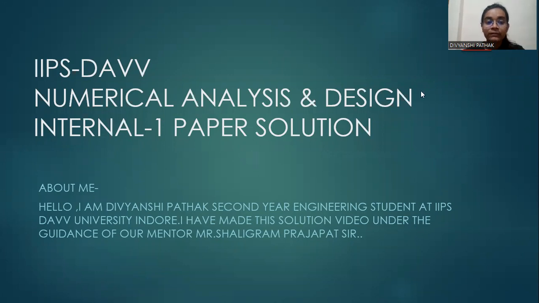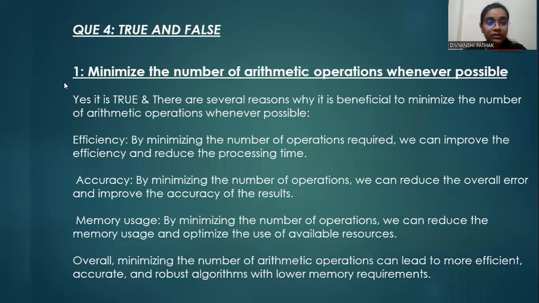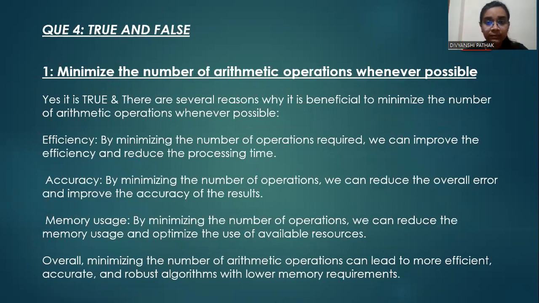In this video, I'll be explaining question number 4, which is a true and false based question. So let's see. First, minimize the number of arithmetic operations wherever possible. Yes, this statement is very true because there are several beneficial reasons why we should minimize the number of arithmetic operations. First reason is efficiency.